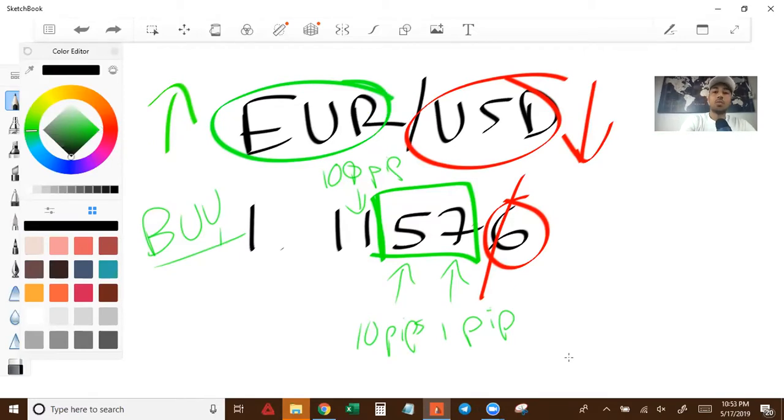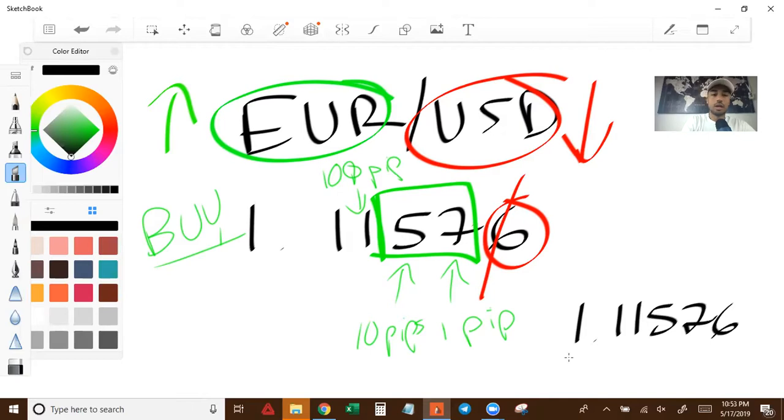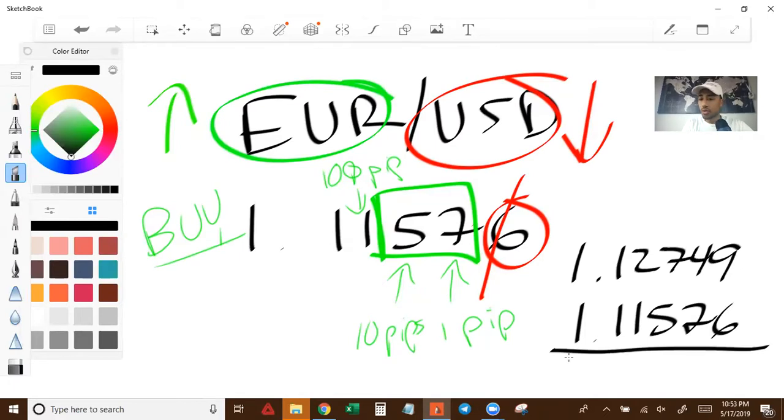Now let's just say that price went from 1.11576, and it went up, meaning that you actually got it correct, to 1.12749. Let's just say. All right, let's go ahead and calculate how many pips you just earned. The easiest way you'd be able to do that is literally by adding and subtracting, okay?